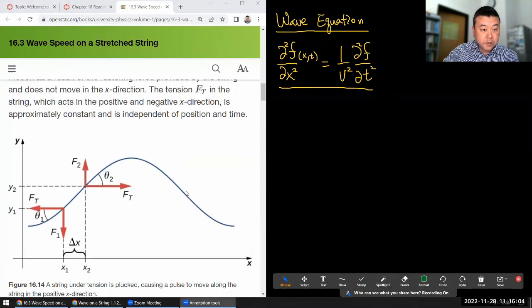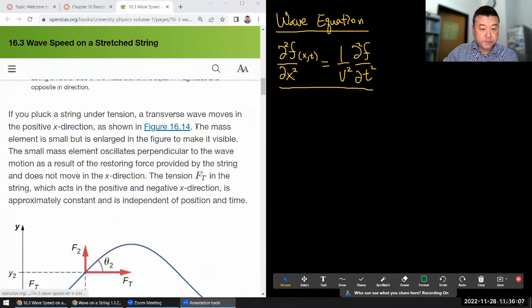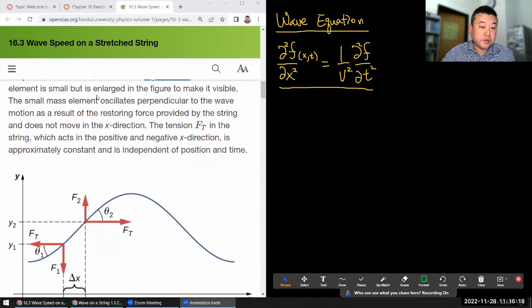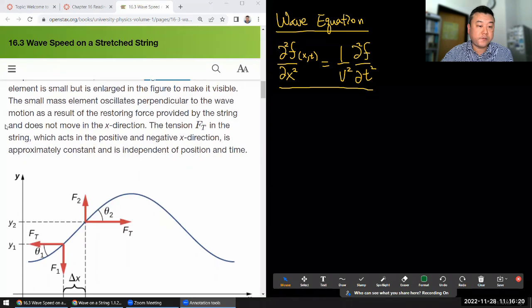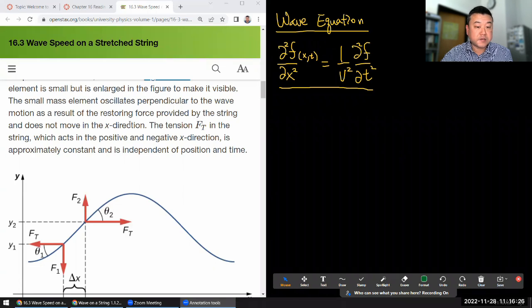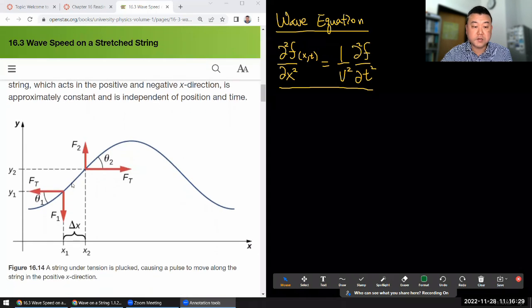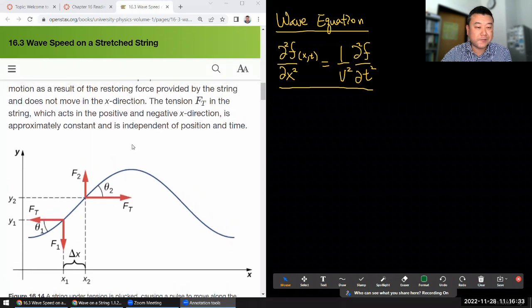So we were at, shown in figure. The mass element is small, but is enlarged in the figure to make it visible. It's going to be infinitesimal size in our analysis. The small mass element oscillates perpendicular to the wave motion as a result of the restoring force provided by the string and does not move in the x direction. As you saw in the simulation, this will oscillate up and down, not left and right, for a transverse wave, which is a wave on a string.